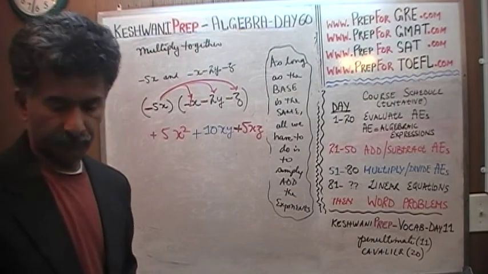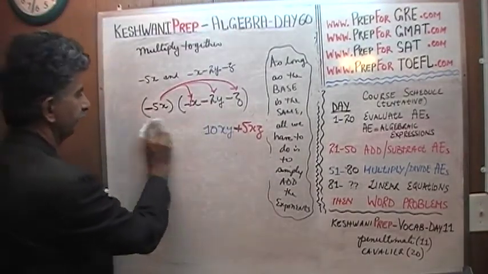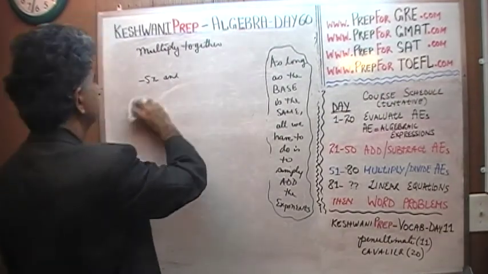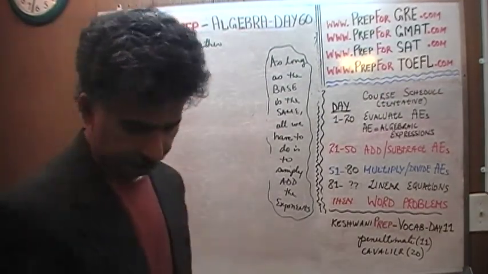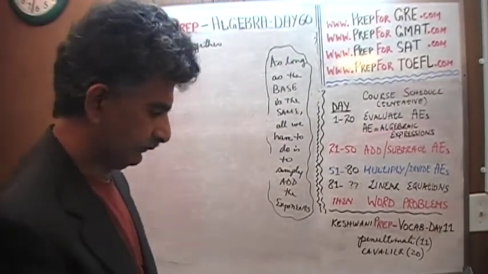Should we do one more? Let's do one more. Why not? We're done with this one. Here's the next one. We are asked to multiply.